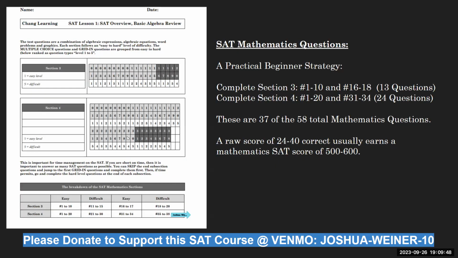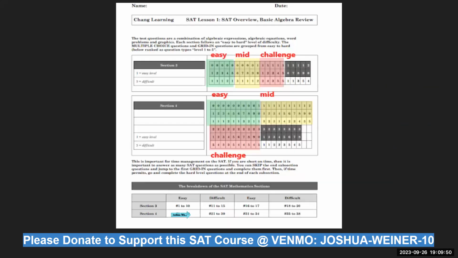The next thing to know, as I skip this slide here, is that, believe it or not, the math sections are arranged easy to hard level. So a strategy for any beginner is to try and get 10 out of 10 on the first 10 questions. Then know that 11 to 15 are the 5 hardest questions. Then if you skip to the grid-ins at the end of the section, you can do those first, check the time, because it's a timed exam, and then end with the challenge questions.